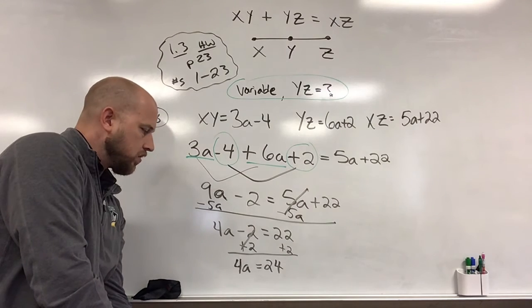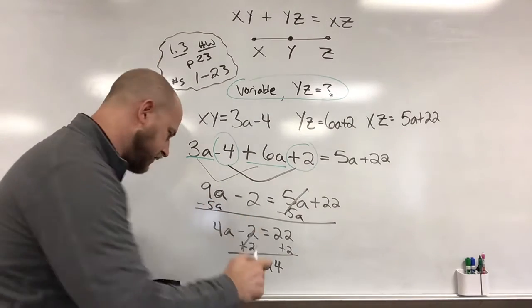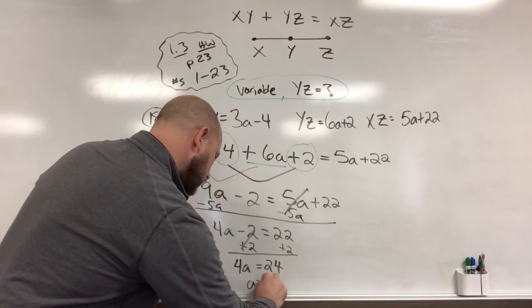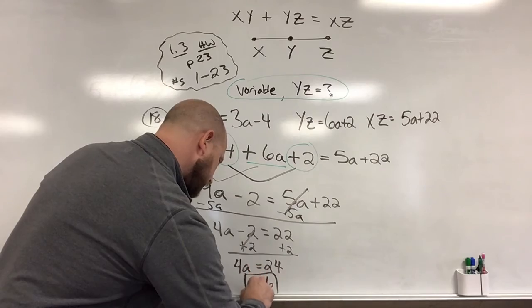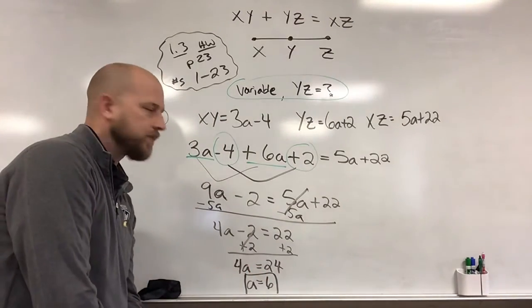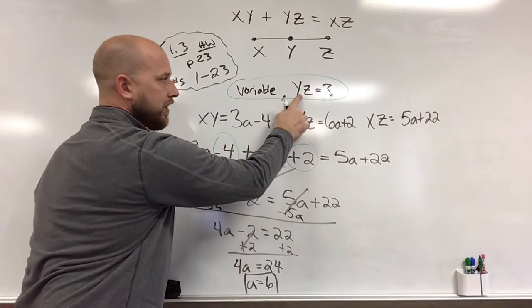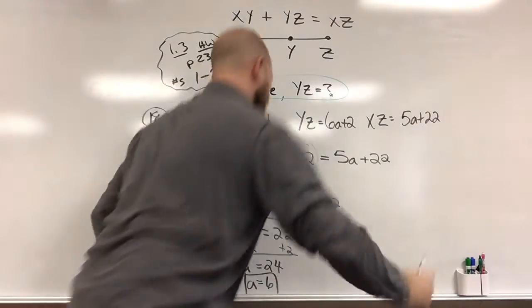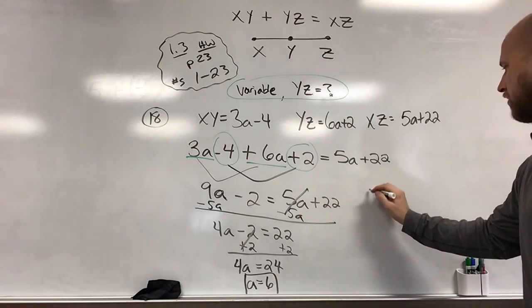Now, we should know the last step, right? We're gonna divide both sides by 4. I'm gonna skip writing out division. So a is going to equal 6. It's getting kind of tight down there, so I don't have any space. Okay, a equals 6. Now that a equals 6, we can plug it back into what we need to find, yz. So to find yz, I'll move this.